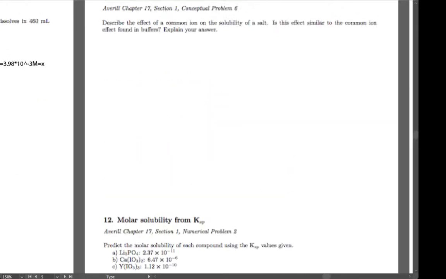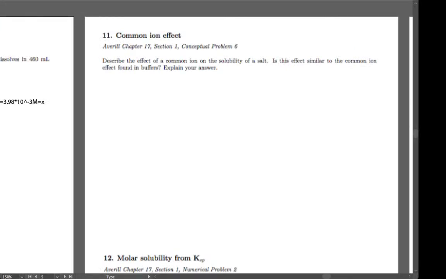Part 11 here. The common ion effect. Describe the effect of a common ion on the solubility of a salt. Is this effect similar to the common ion effect found in buffers? Explain your answer. So for me, the common ion effect is basically when the ion separates into two because of water taking it. That's basically the dissociation of ions. That's what I would state.